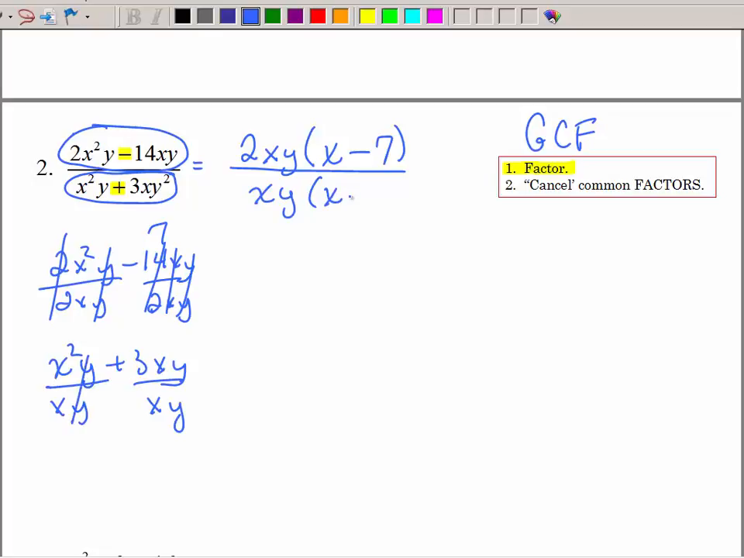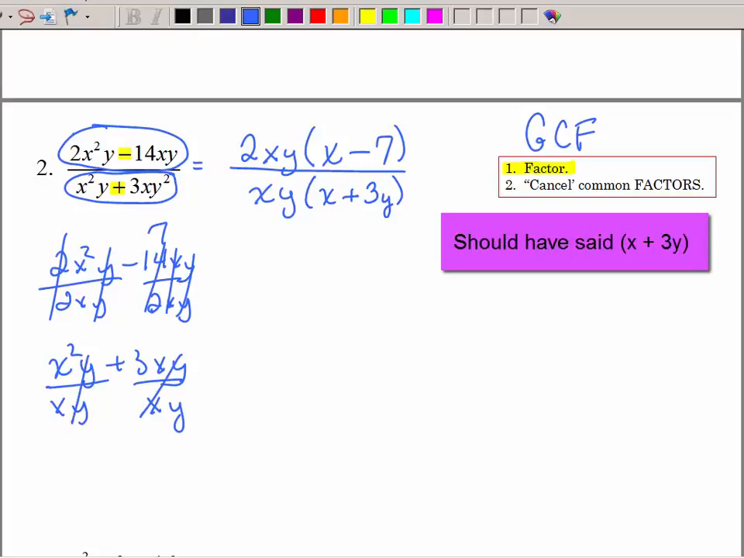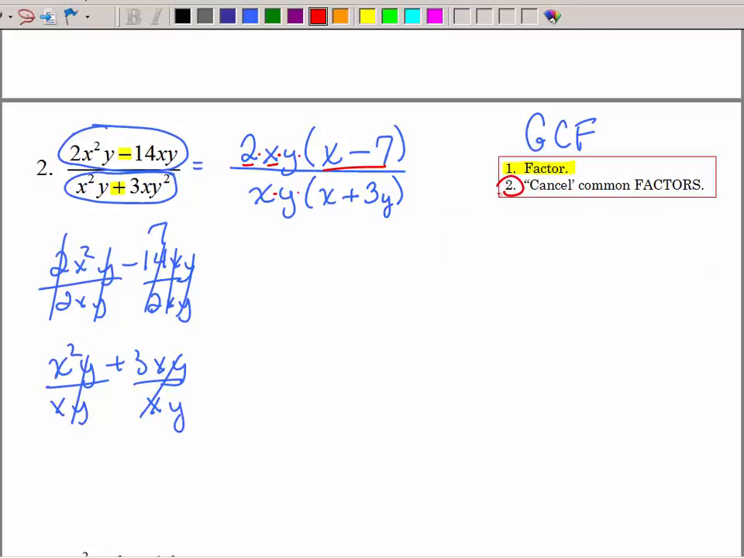That would leave me an x plus 3. Right, so let's look at my factors. I have a 2, an x, a y, and an x minus 7. On bottom, an x, a y, and an x plus 3. Those are my factors. So now can I cancel out any common factors on top and bottom?